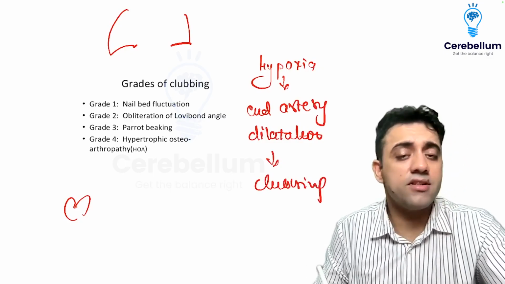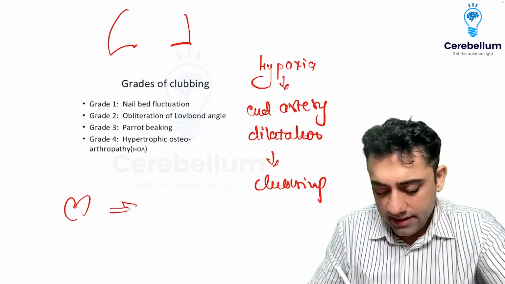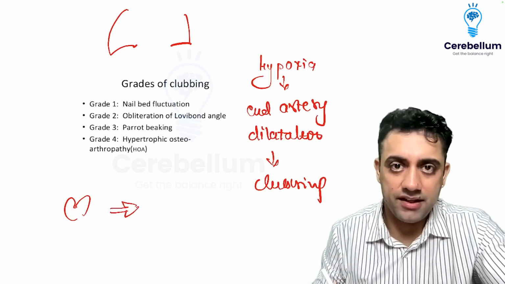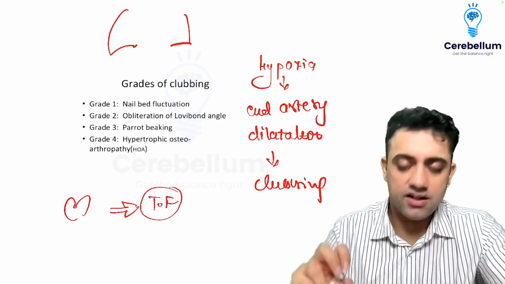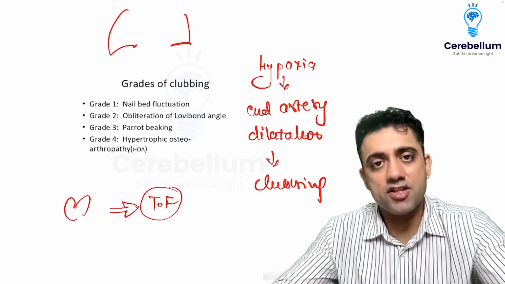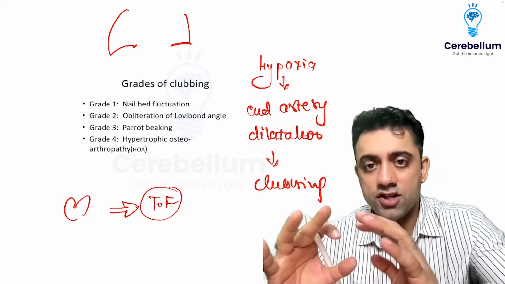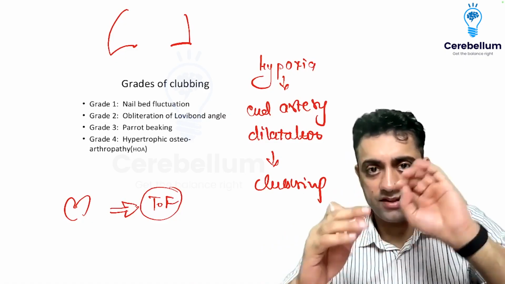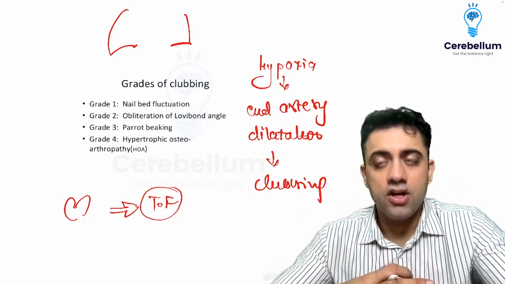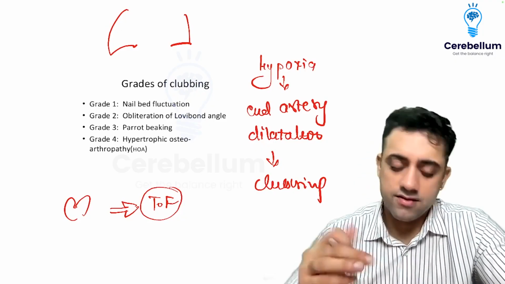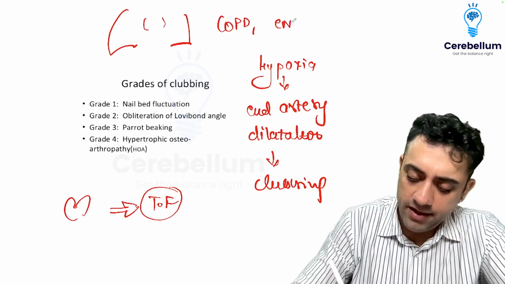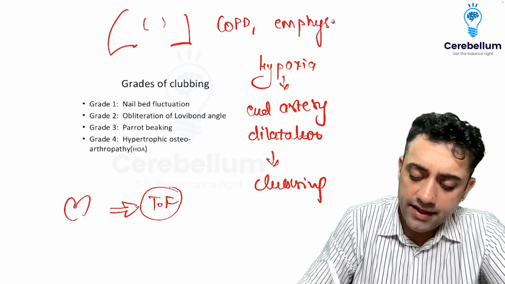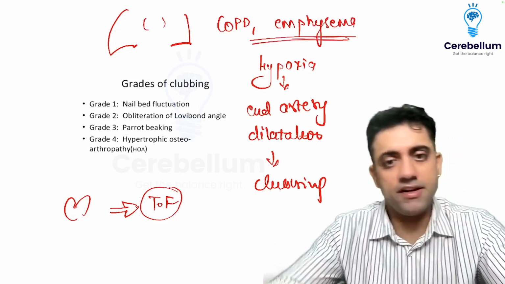So, what are the hypoxic conditions? In cardiac conditions, any highly cyanotic condition like tetralogy of Fallot. In TOF patients clubbing is very common because hypoxic conditions eventually lead to end artery dilatation, and these are the end arteries in the fingers, and that leads to clubbing. Okay, and what else? Respiratory causes of clubbing: COPD, emphysema. Remember that.